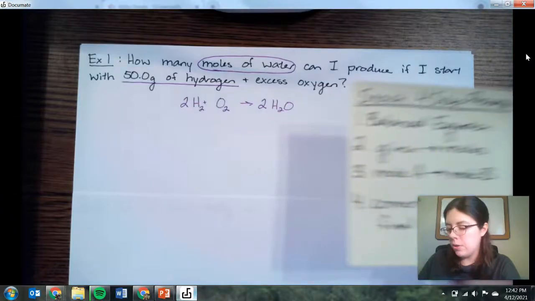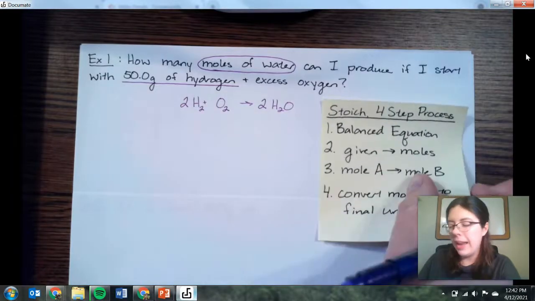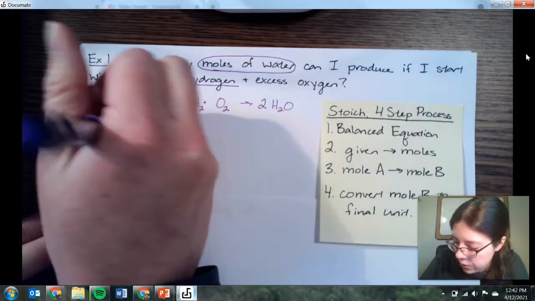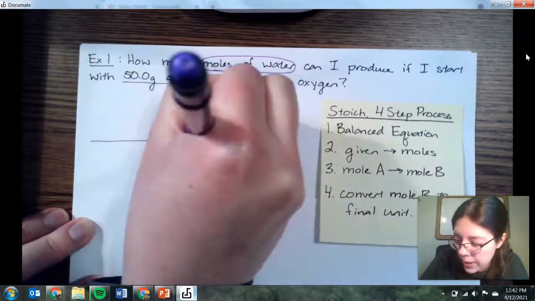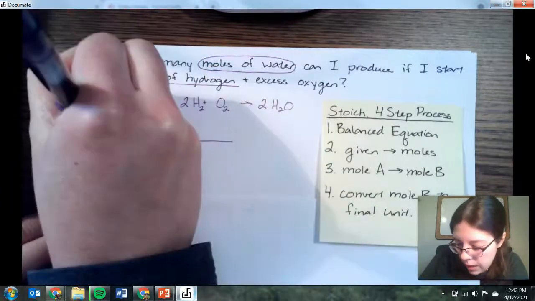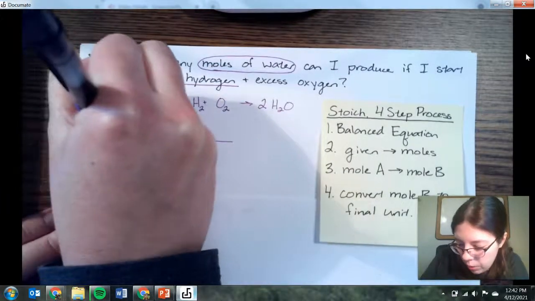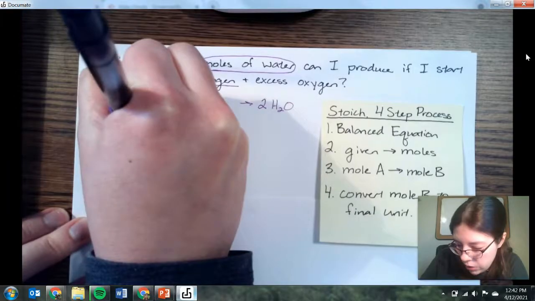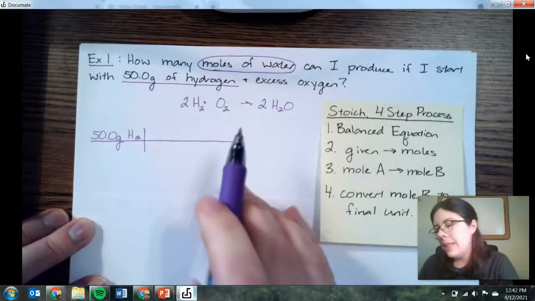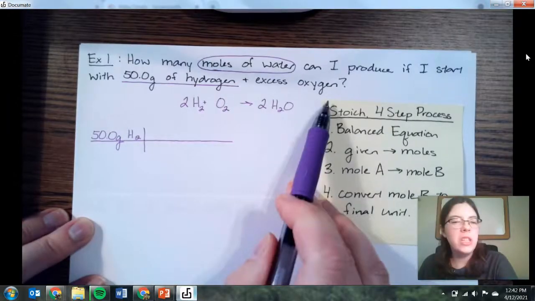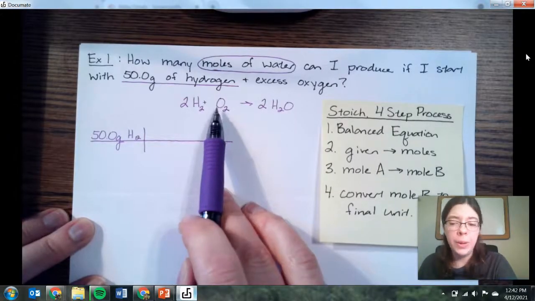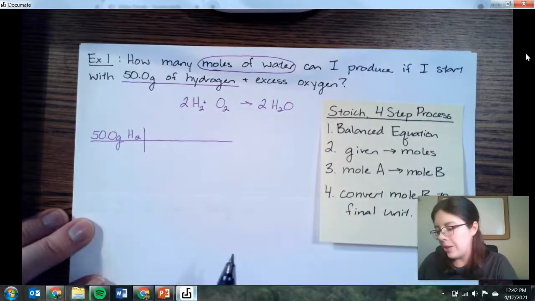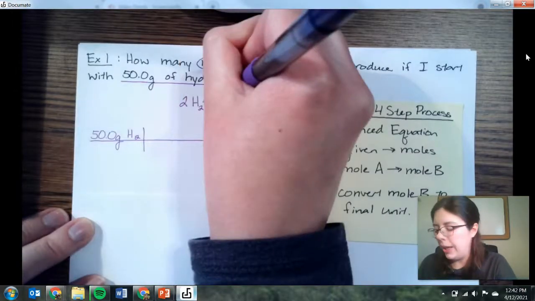Step number 2 of that 4-step process is to take our given and convert it into moles. So I set up my factor label table. Remember, the given always goes in the first spot. So 50.0 grams of hydrogen, H2. And if I read through this, I see that I have excess oxygen. That just means you have plenty of it for the reaction to run as you expect. So you don't really need to worry about it in this reaction. It's just extra information that we don't need.